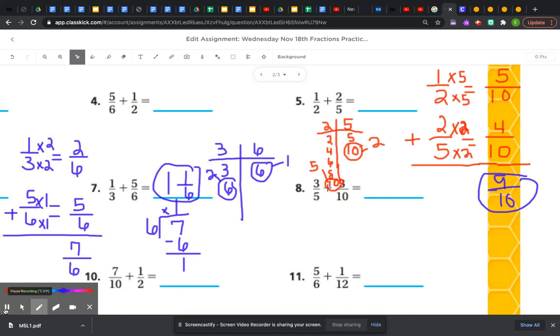Oh, one last thing. This also works with subtracting fractions with unlike denominators. So you can do this on adding and subtracting fractions with unlike denominators. It works on both the bow tie method and using the standard algorithm.